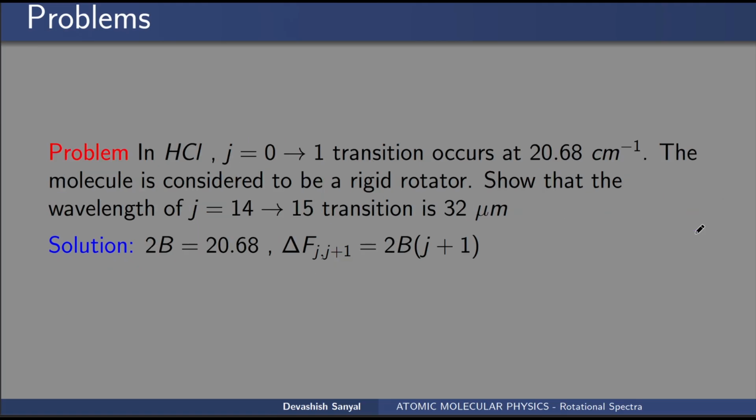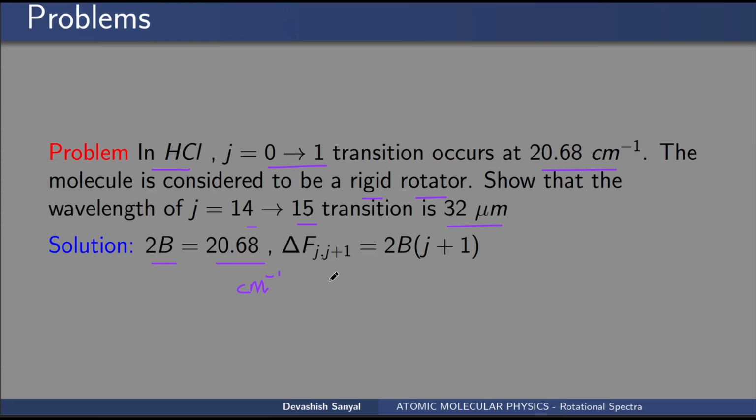So we'll go to the last problem. In HCl, hydrogen chloride, the transition from J equal to 0 to 1 occurs at 20.68 centimeter inverse. The molecule is considered to be a rigid rotator. Show that the wavelength of the J equal to 14 to 15 transition is 32 micrometer. So the J equal to 0 to 1 transition at 20.68 centimeter inverse immediately tells me the value of 2B is 20.68, unit is centimeter inverse.